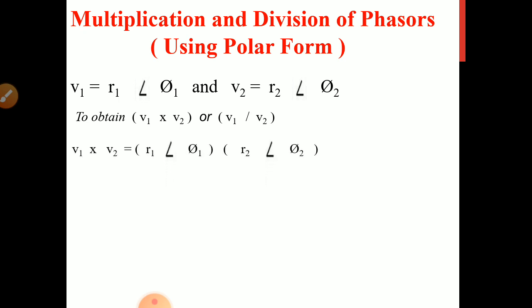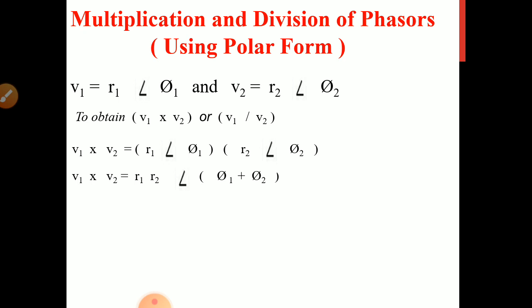While multiplying, these two brackets will be multiplied in this fashion, that is R1 and R2 are multiplied. What about angles? Angles will be added. Phi1 will be added with phi2. So we use the polar format for multiplication.